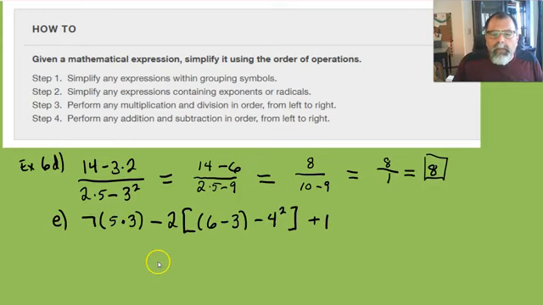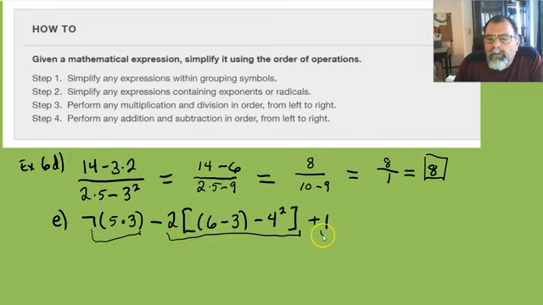Alright, so let's look at E now. So we've got a grouping symbol here around the 5 times 3, a bracket, another grouping symbol, and then nested inside that one, there's this 6 minus 3. Here's another way to think of it. It's not written in there, but whenever you see this, you could think of it as 3 separate problems. That one, that one, and that one.